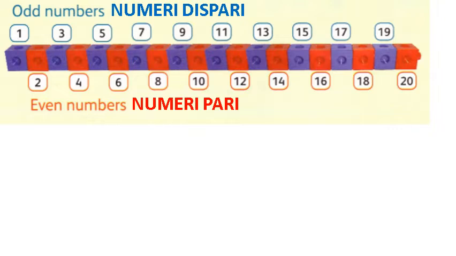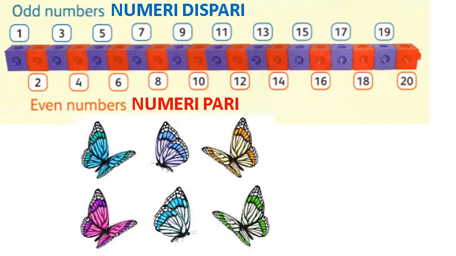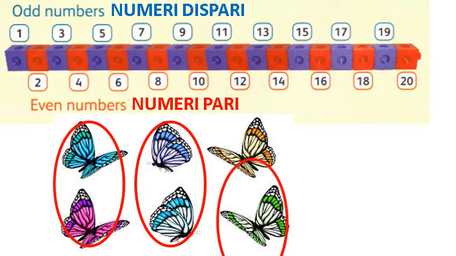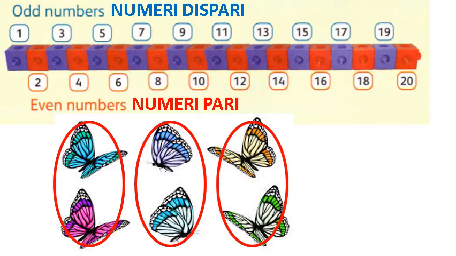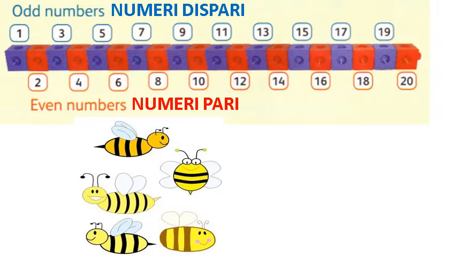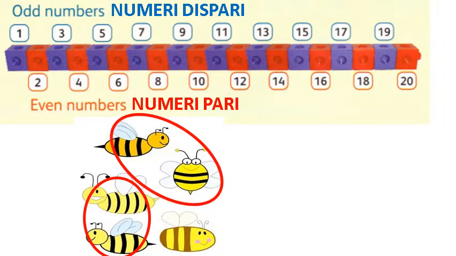Now, let's take a look at these butterflies. 2, 4, 6. So there are an even number. And here we have some bees. 2, 4, and 1. Oh, here we go. This is odd.